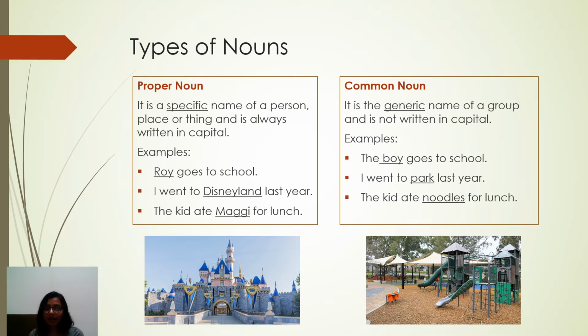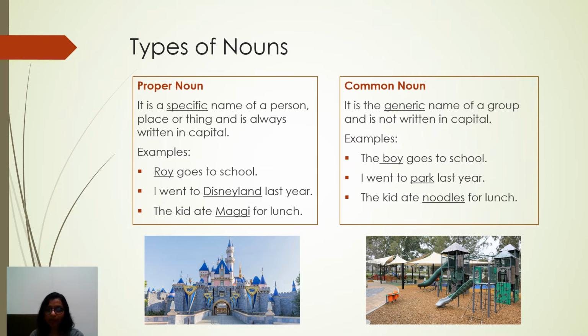The kid ate Maggie for lunch. Maggie noodles is very famous, and we all have grown up eating Maggie. So, it comes under the proper noun. It is a name of a specific thing. Moving on, what is a common noun? It is the generic name of a group and it is not written in capital letters.